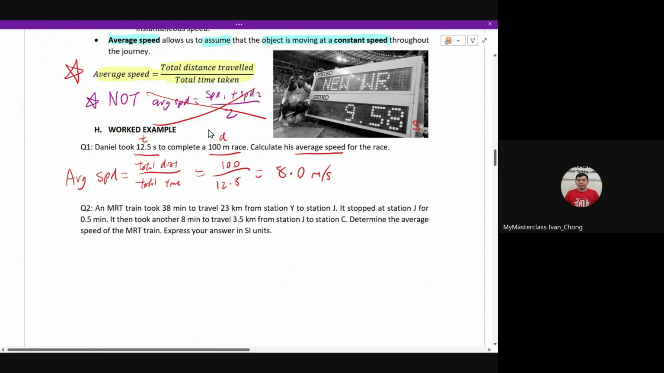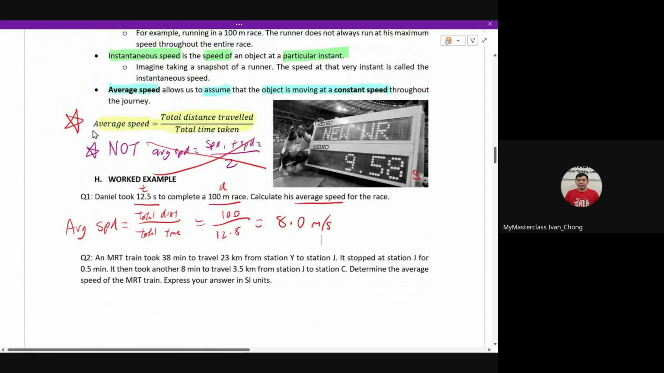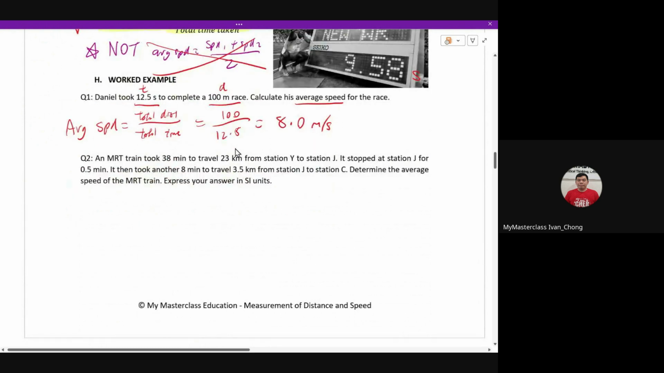Okay. Then you have the MRT track. Now, for average speed, the total time here includes the time that you use to slow down or even stop. Maybe you stop, go shopping, go eat something, and then come back and travel again. That is included in your total time taken.